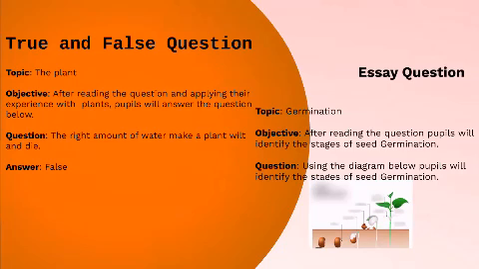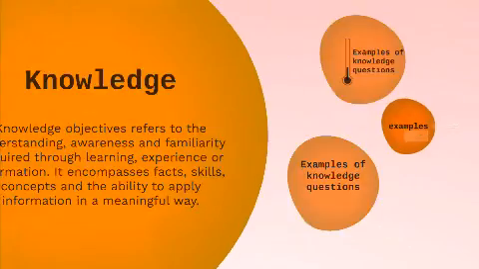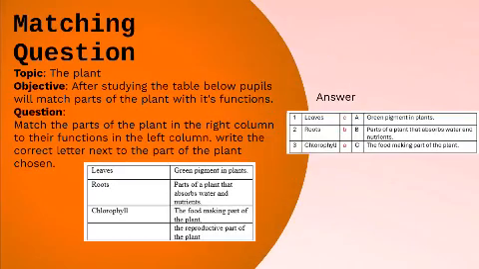Then we have the true and false question. The topic is the plant. We have the objective after. And the question is, does the right amount of water make a plant wilt and die? The answer will be false. We have the essay question. The topic is germination. We have the objective, and the question is, using the diagram below, pupils will identify the stages of seed germination.